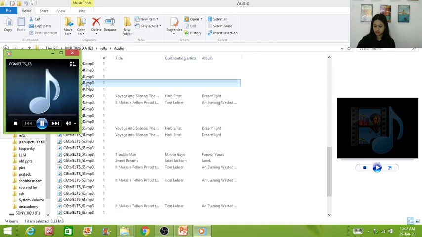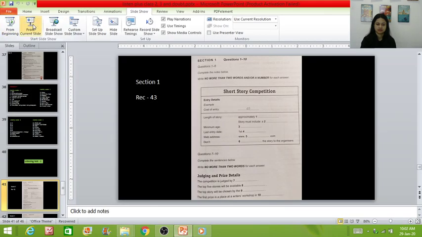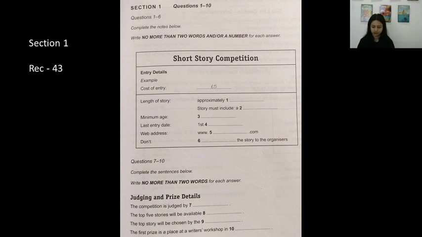Recording 43. You will hear a telephone conversation between the organizer of a short story competition and someone who wishes to take part in the competition. First, you have some time to look at questions 1 to 6.